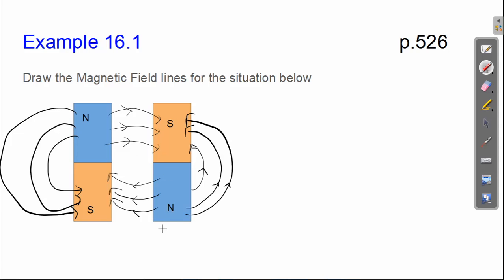Are we done? No. This is a pole, this is a pole. These are still poles. So out and out, in and in. I did 2 out, 2 in. Same thing right here. I could have done 3, okay? Because I'm just doing 3.